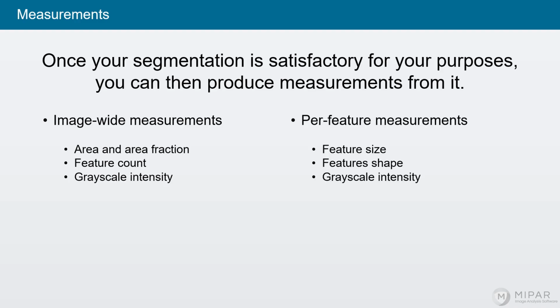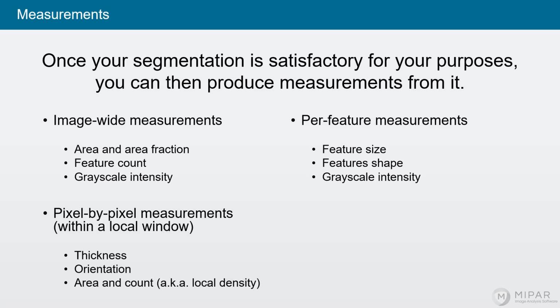You can also break that segmentation up into individual features. So for each grain within the segmentation, you can get its size, you can get its shape, you can get its brightness. So you had a bunch of cells, some were brighter than the others, you could classify each one. Those are per feature measurements. You can also take that segmentation and apply pixel by pixel measurements. So for a certain pixel, what's the thickness of the segmentation at that point? What's the orientation?